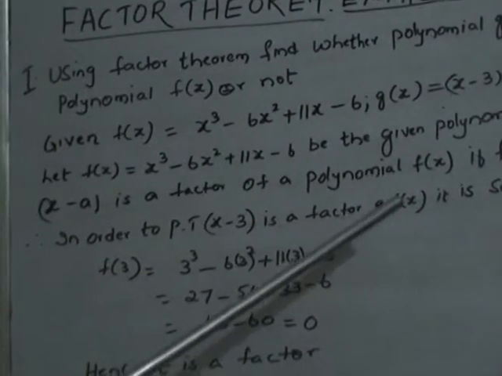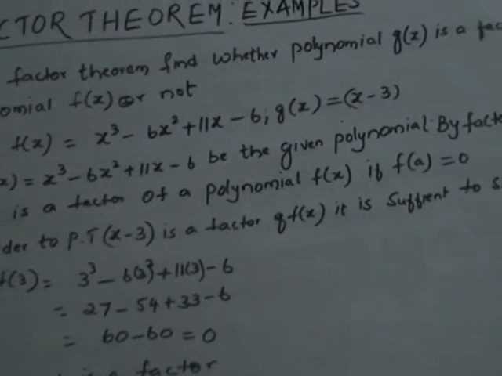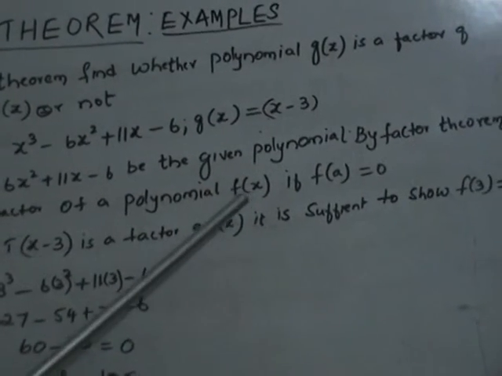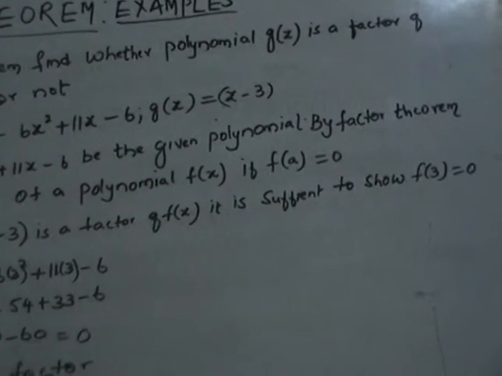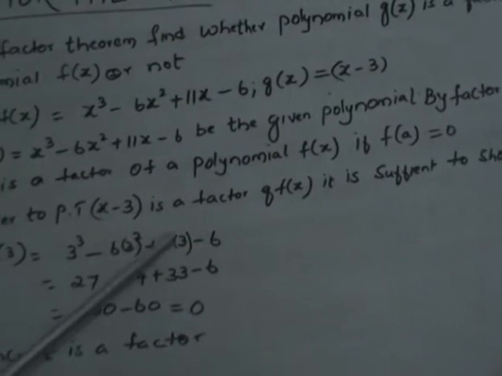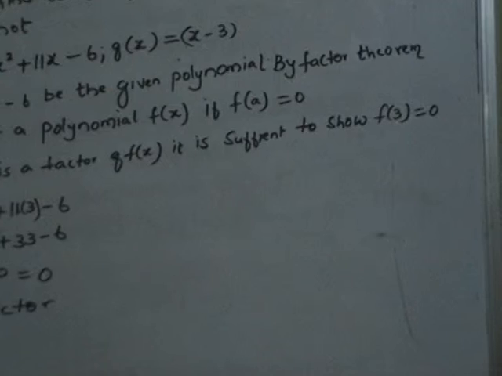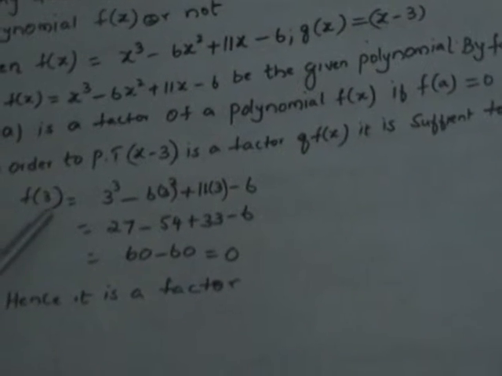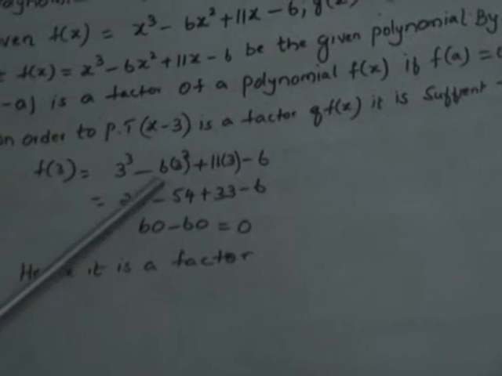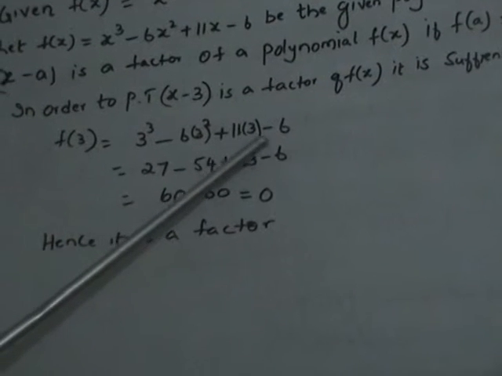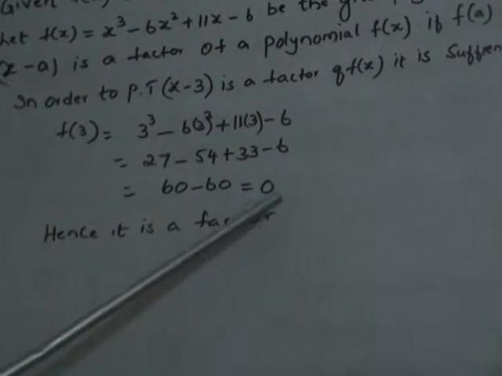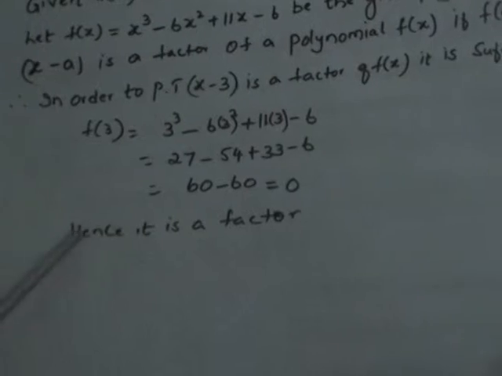By factor theorem, x minus a is a factor of the polynomial f of x if f of a is equal to 0. In order to prove that x minus 3 is a factor of f of x, it is sufficient to show that f of 3 is equal to 0. Hence, f of 3 is equal to 3 cube minus 6 into 3 whole square plus 11 into 3 minus 6, which is 60 minus 6, 60 minus 60, which is 0. Hence, it is a factor.